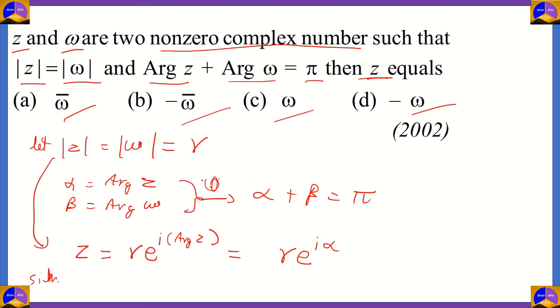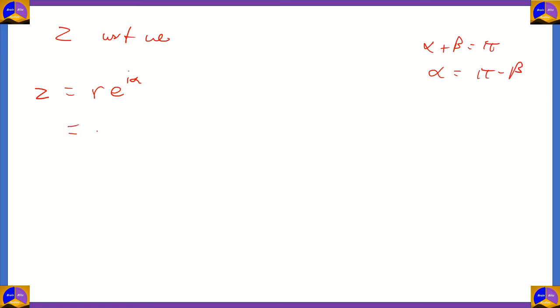Similarly, you can write omega as equal to r e raised to i beta. So now that we know these two equations, we need to find z with respect to omega. So we will go back to the equation z equals r e raised to i alpha. Now, since alpha plus beta equals pi, you can write alpha as equal to pi minus beta. So therefore, z will be equal to r e raised to i times (pi minus beta). So it'll be r times e raised to i pi times e raised to minus i beta.